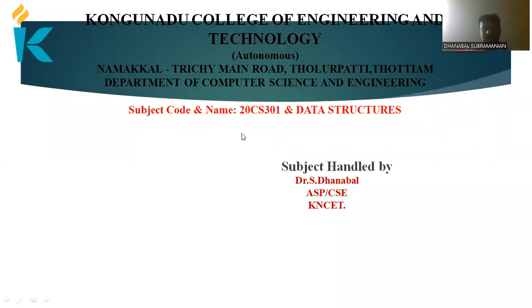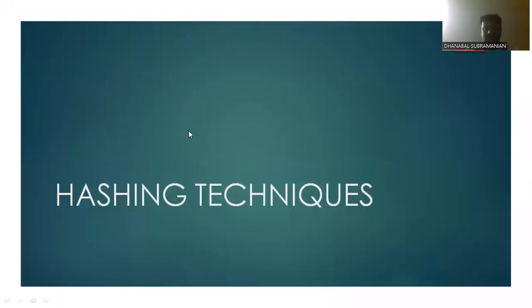Good morning to all. Today we are discussing data structures, and the concept of hashing techniques. In the fifth unit, we have two important topics: one is sorting techniques and another is hashing techniques. Both topics are very important under the fifth unit.